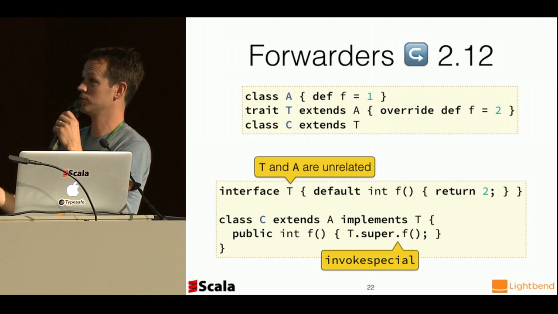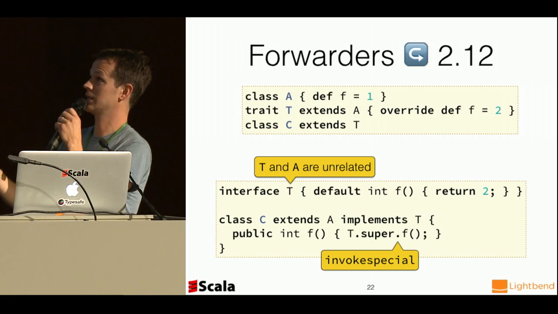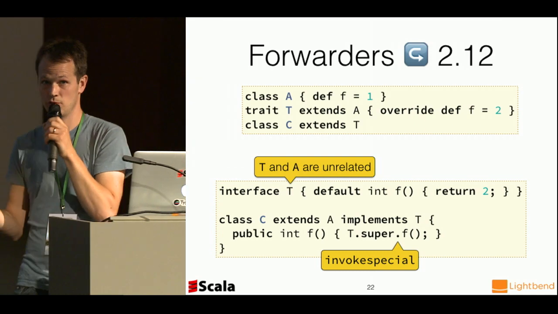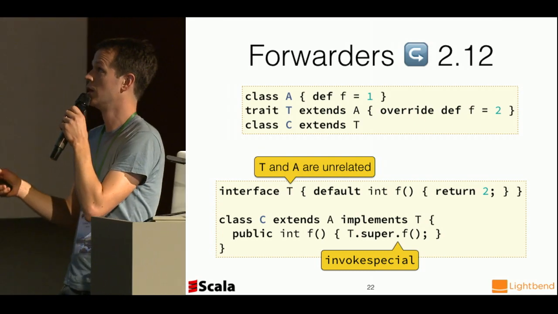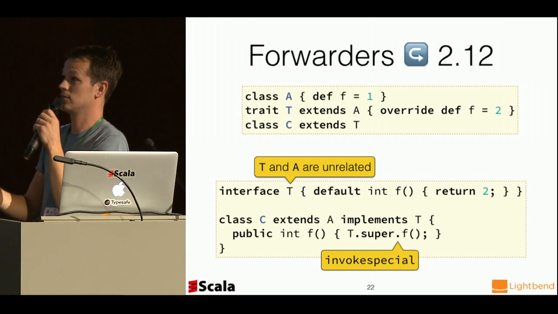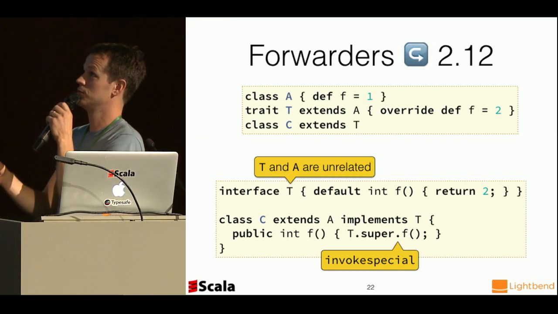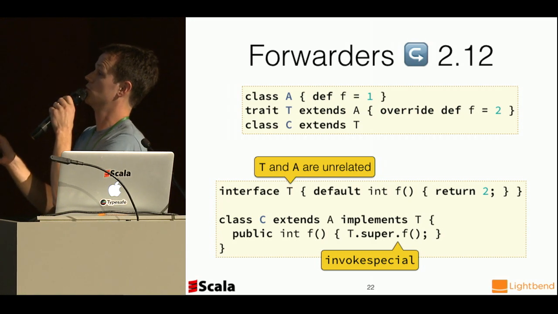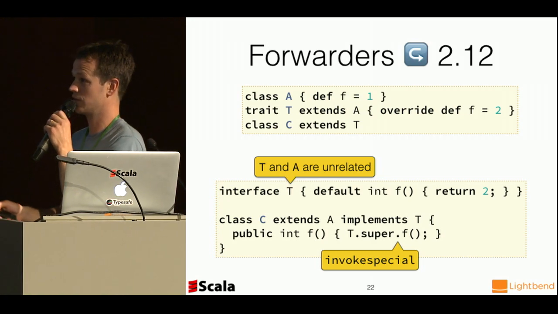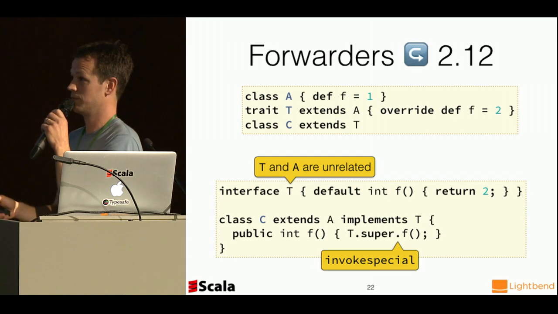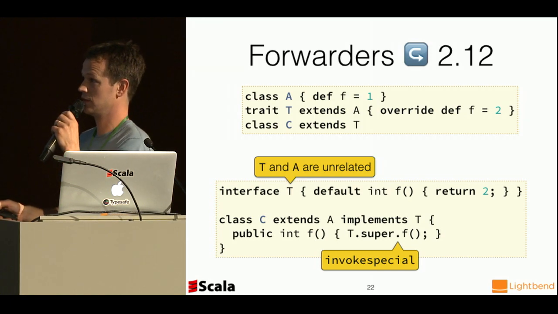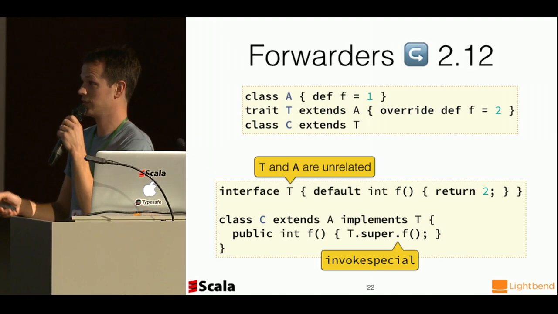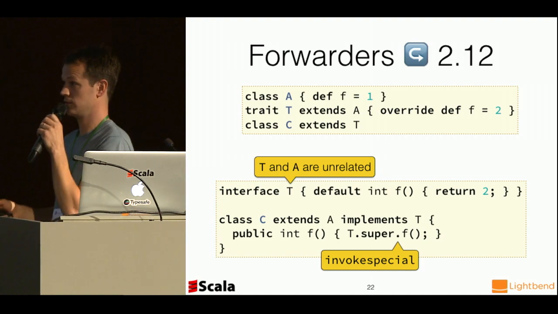In bytecode, the interface t and the class A are unrelated because the superclass of an interface has to be object. You cannot change it in bytecode. So the fact that t extends A disappears in the bytecode. So what do we do for class C? Because c.f needs to invoke this method here, right? So what we do is add a forwarder that makes sure method f invokes t.f and not a.f. And the way this call is implemented in bytecode is Invoke Special.